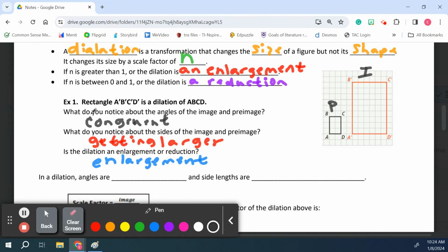Okay, so in a dilation, angles are congruent. And the side lengths are larger or smaller.